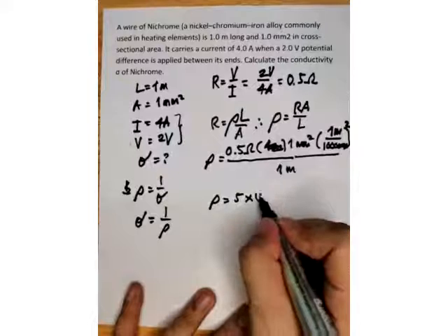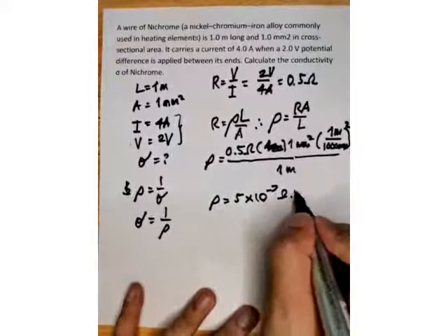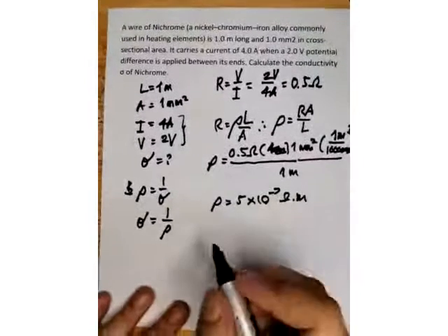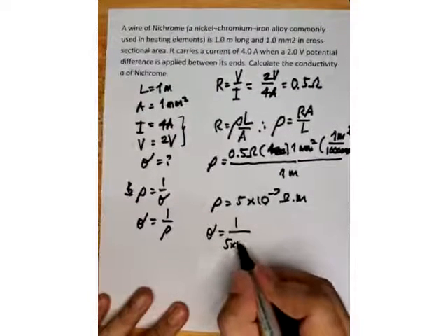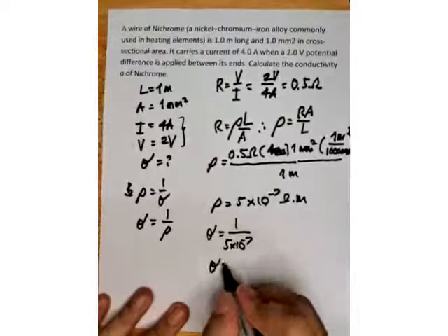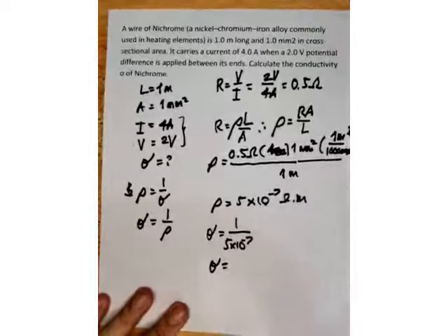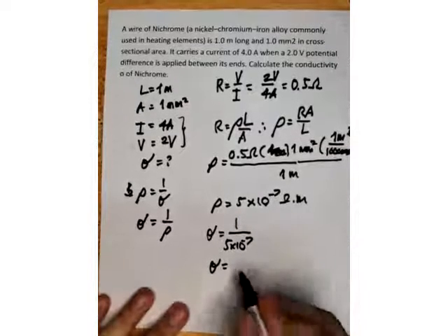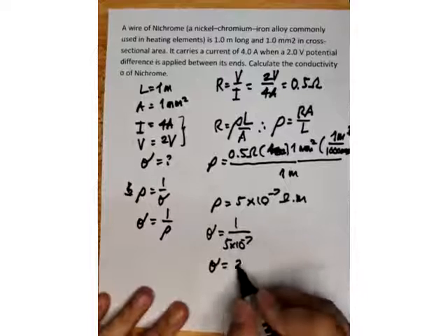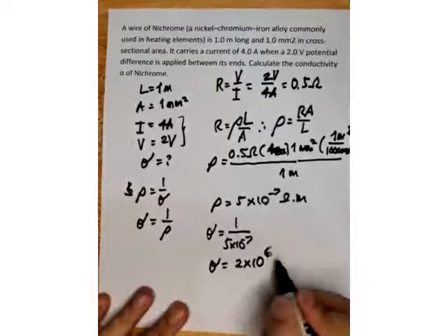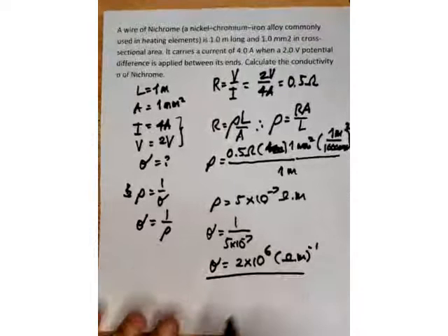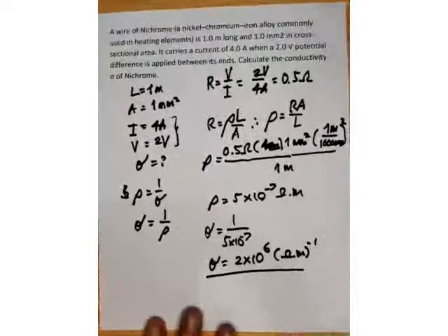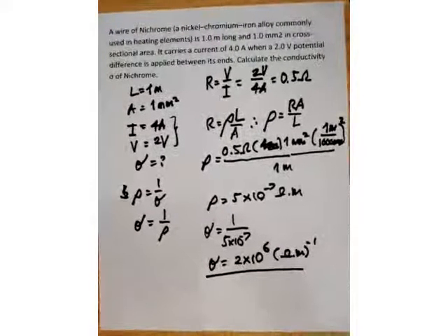Ayan. Therefore, ang conductivity natin is 1 over 5 times 10 raised to negative 7. So, conductivity is 2 times 10 raised to 6 ohm meter raised to negative 1. Okay? Okay, class. So, any question?